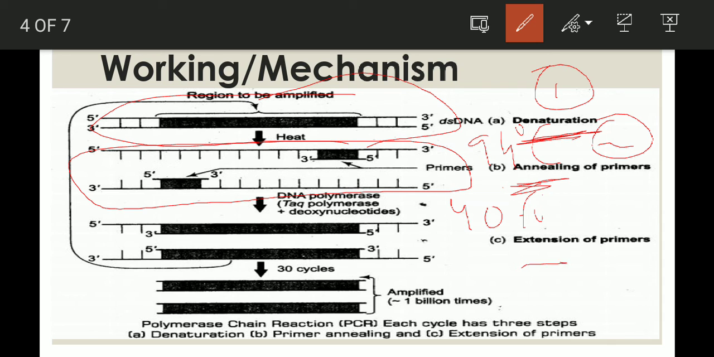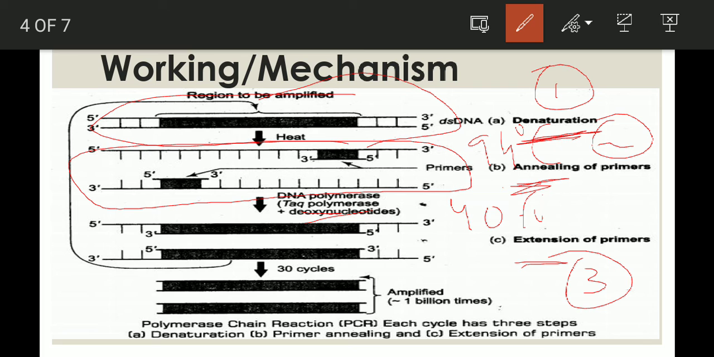The third step is extension, meaning extending the DNA template to form multiple copies. In this step, the DNA polymerase enzyme, usually the Taq polymerase, plus deoxynucleotides, extends these two primers toward each other in order to copy the DNA segment.